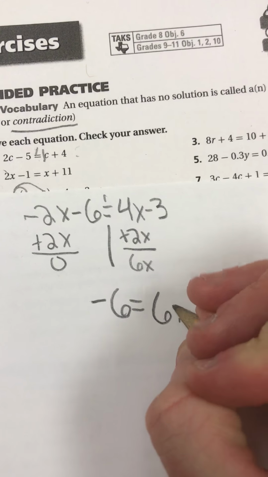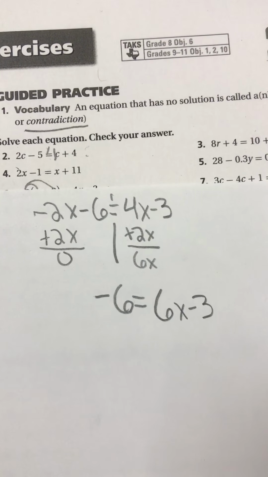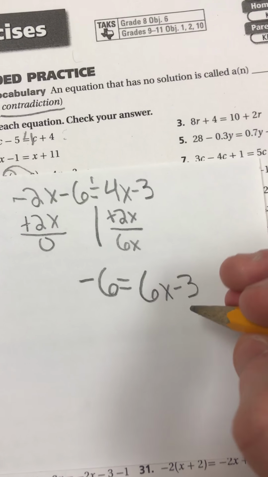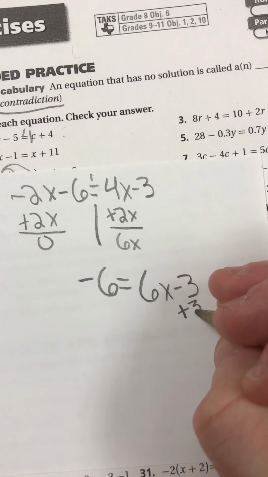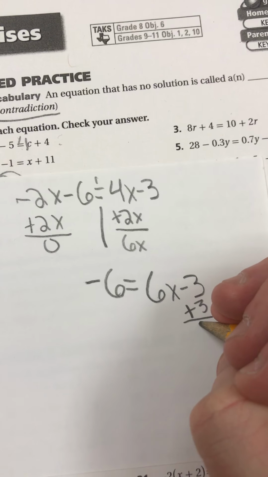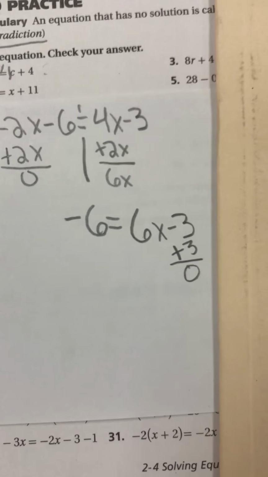A couple more steps. Now all we do would be to get this 3 to the other side, opposite of subtracting 3, adding 3. Oh, it's not as stable as I thought on this flashcard. Hold on. There we go.